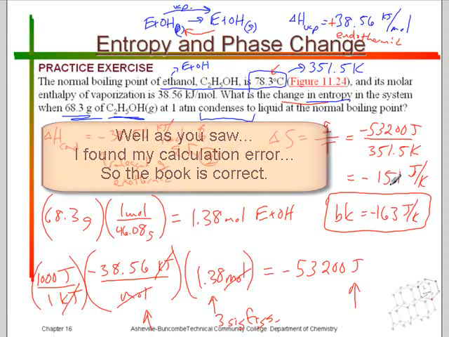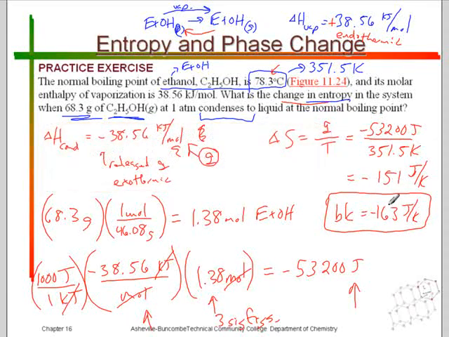But anyway, order of magnitude is the same. It's within 10, 12 joules per Kelvin. It's close enough in my book anyway. And as far as I can tell, I've done the calculation correctly. So here's one example of how to calculate the entropy for a phase change.